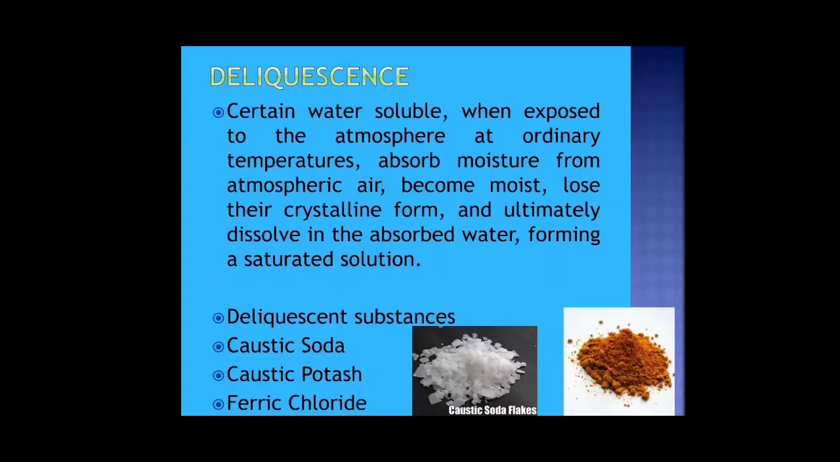The next one is deliquescence. Certain water-soluble compounds, when exposed to the atmosphere at ordinary temperatures, what happens? They absorb moisture from the atmospheric air. In our previous case, efflorescence, the substances lose water of crystallization. Here, deliquescent substances absorb moisture even from the atmospheric air, and the substance itself becomes moist. They lose their crystalline form and ultimately dissolve in that water, forming a saturated solution.